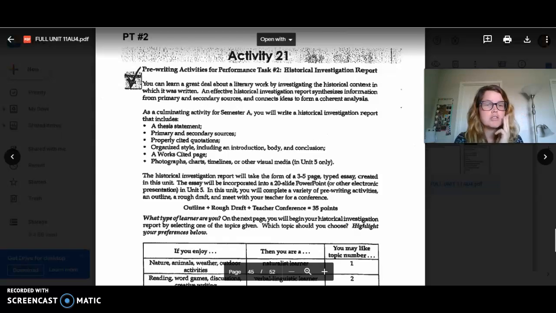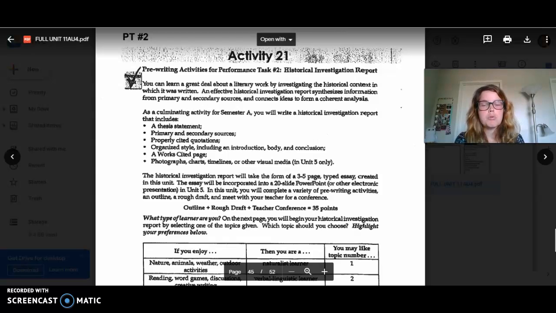Properly cited quotations. Remember, if you don't know how to do those, look at my How to Write an Essay video that tells you how to properly cite your quotations. You need in-text citations, which has the parentheses, author's last name, page number, parentheses, period. And you need your works cited page, which comes up a little later. You need to have an organized style, including an introduction, body, and conclusion. Again, that video. And then photographs, charts, timeline, or other visual media, but that will only be for Unit 5, so don't worry about that yet.